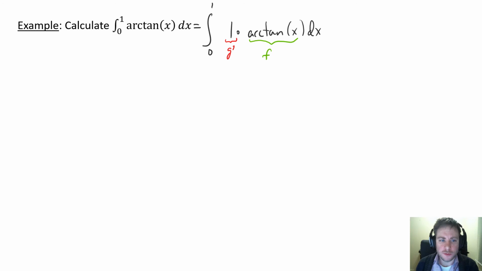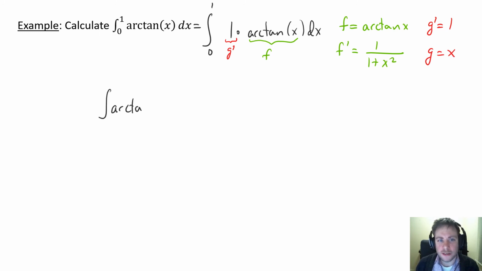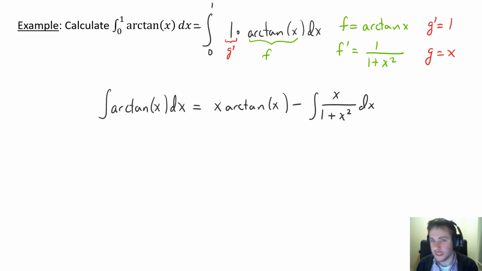Let's see how this goes. First, we change f into f prime using the arctan derivative formula. Then we change g prime into g by taking an antiderivative. After doing that, our new integral is of f prime times g, which is as you see here, so you can pause and check these details as necessary. All I did there was apply the integration by parts formula.